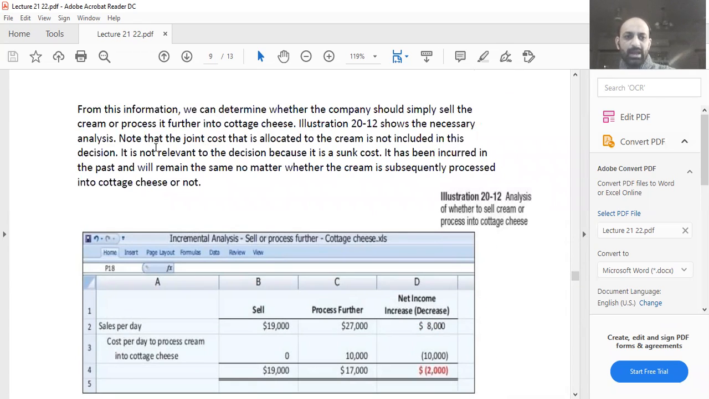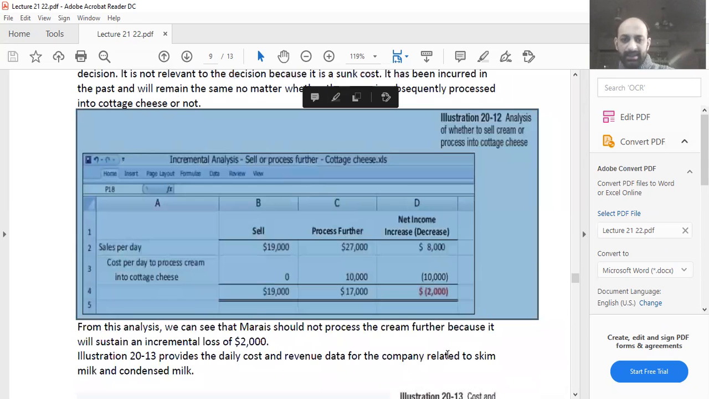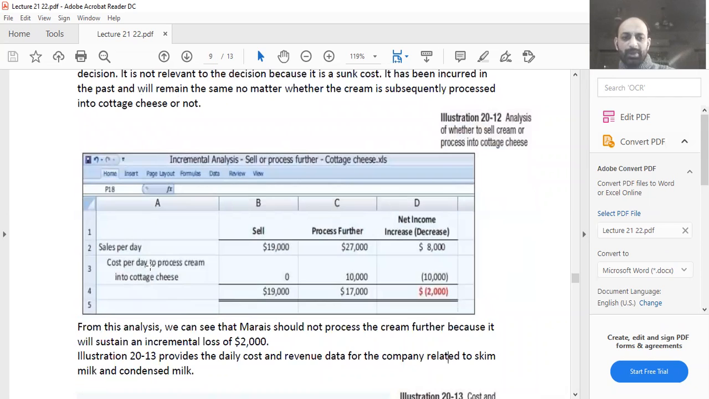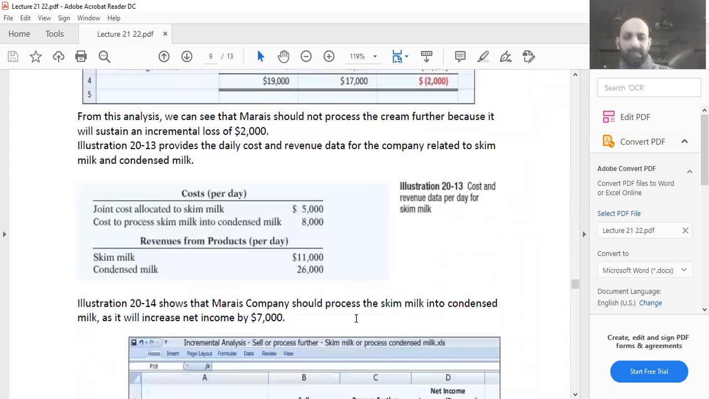Note that the joint cost that is allocated to the cream is not included in this decision. It is not relevant to the decision because it is a sunk cost. That is why the cost per day to process cream into cottage cheese, if you sell it as cream, is zero. That is considered a sunk cost.